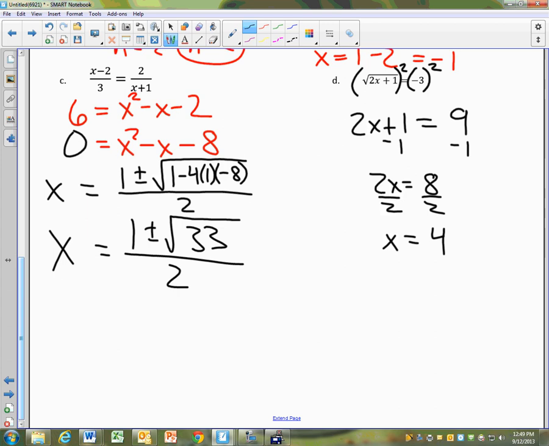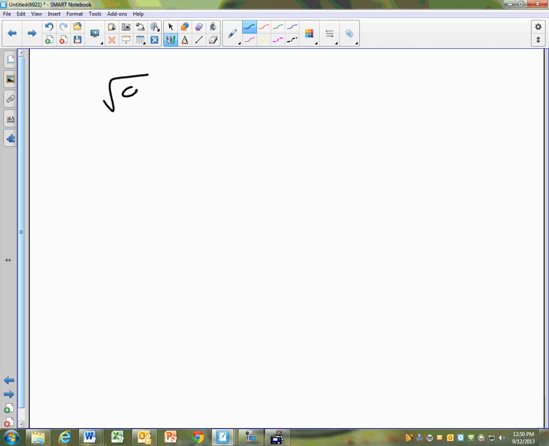Anytime you square something, you run the risk of adding a solution. So if you go back to the beginning here, let's plug it in. 4. What's 2 times 4 plus 1? Is the square root of 9 negative 3? It's positive 3. Now, many of you would say, well, the square root of 9 is plus or minus 3.